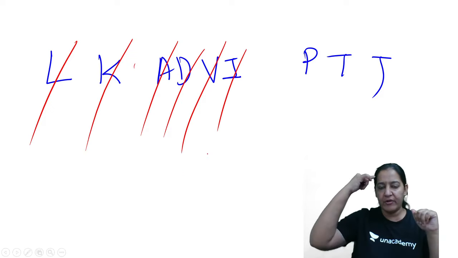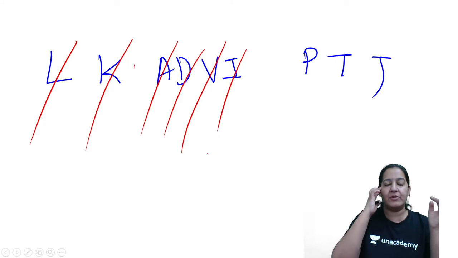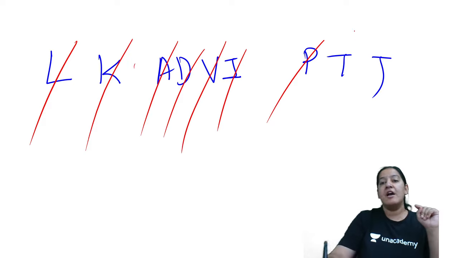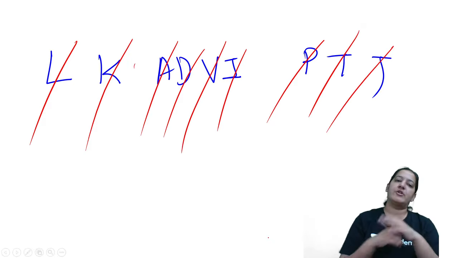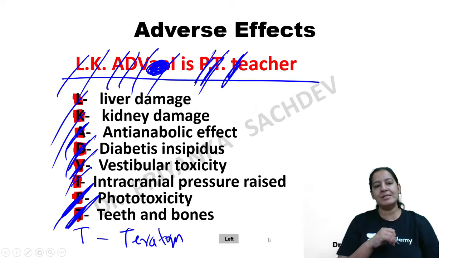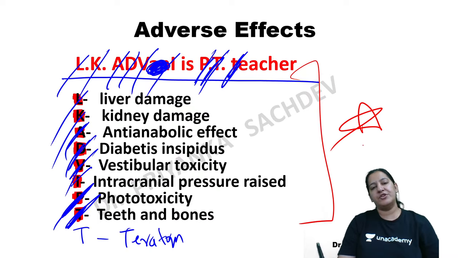E is intracranial pressure in the brain and the spinal cord due to CSF pressure increased. P is phototoxicity. One T is teeth. Teeth and bone chelation. And one more T is teratogenic. First, everyone give me a thumbs up on this mnemonic. If you like the mnemonic, give me a thumbs up. Then I will give you the details of each point.